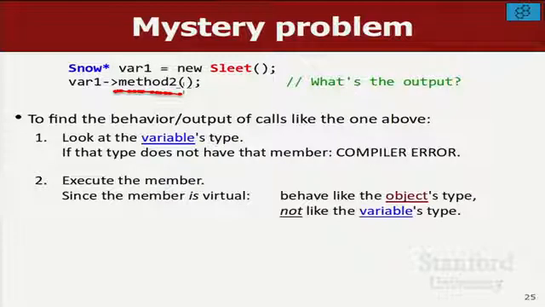Step 2. Look at the type of the object on the right. That's the type that's actually going to run. So look up the behavior from there and see what that type does when you call this method on that type. And then just write that down. That's the answer that you would get.